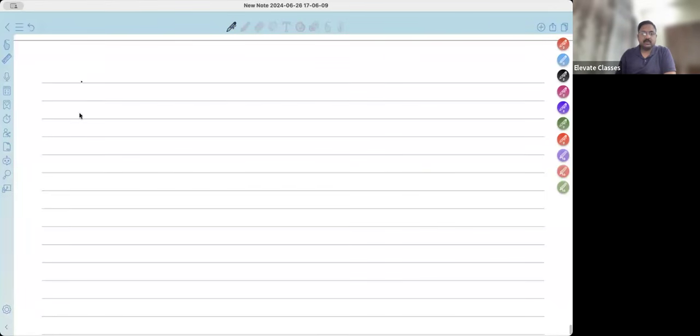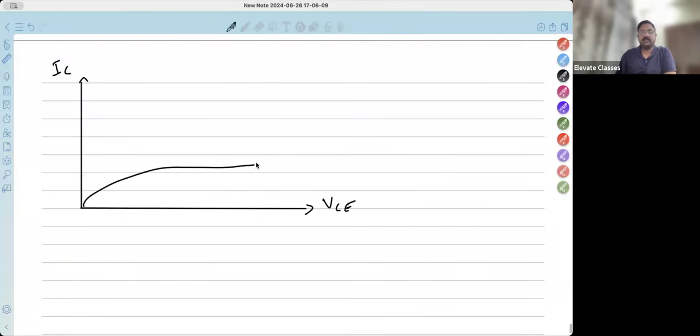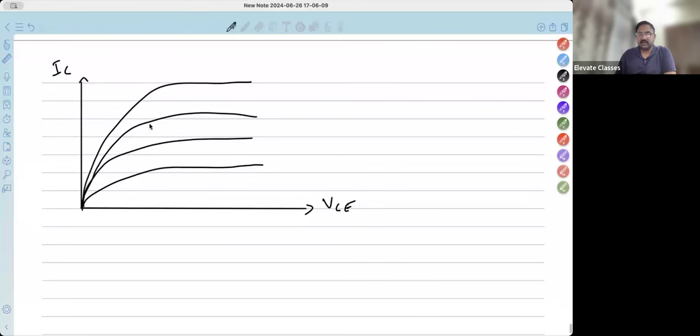Okay, so this is from the DC load line analysis part. This is our output characteristics graph. If you have IC on this axis and VCE on this axis, the graph looks something like this. I'm not explaining the whole thing, I'll very quickly draw it. I'm not good at drawing anyways. If these are your curves of the transistor, of course this should be more neatly drawn, but I have not drawn it.